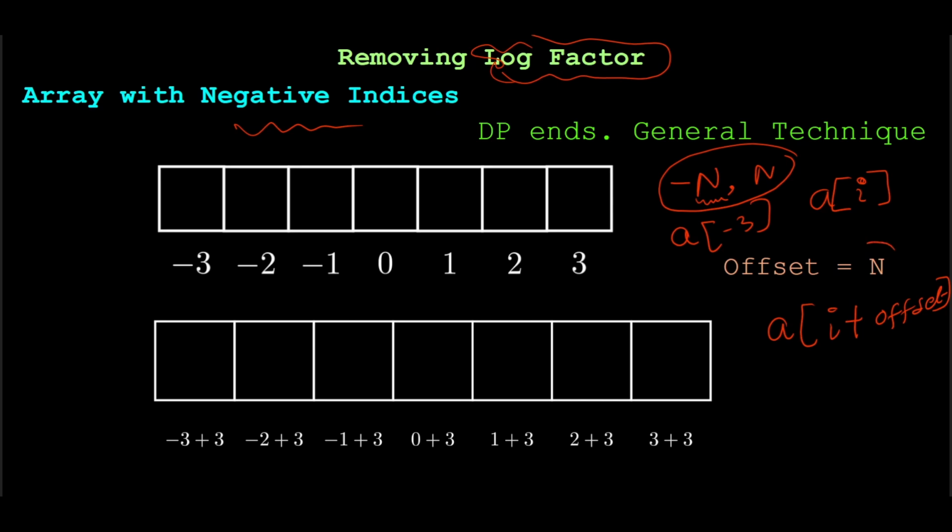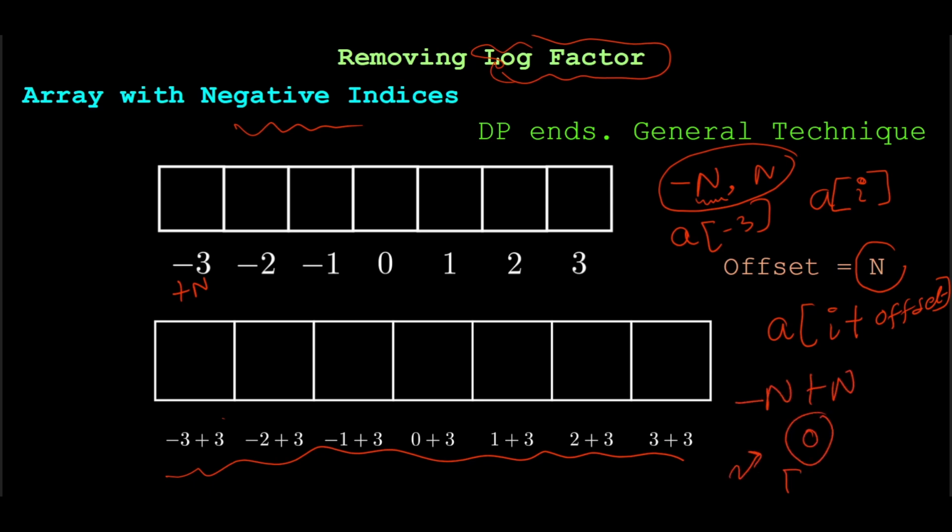0. That is, if you choose the offset as n, then if you add plus n to every score, then the minimum score would be -n plus n, which will be equal to 0. And now the scores are in range 0 to 2n, and your normal array would apply. So all you have to do is maintain an offset, and every time you want to access a of I, just access a of I plus offset instead. And every time you want to update a of I, just update a of I plus offset.